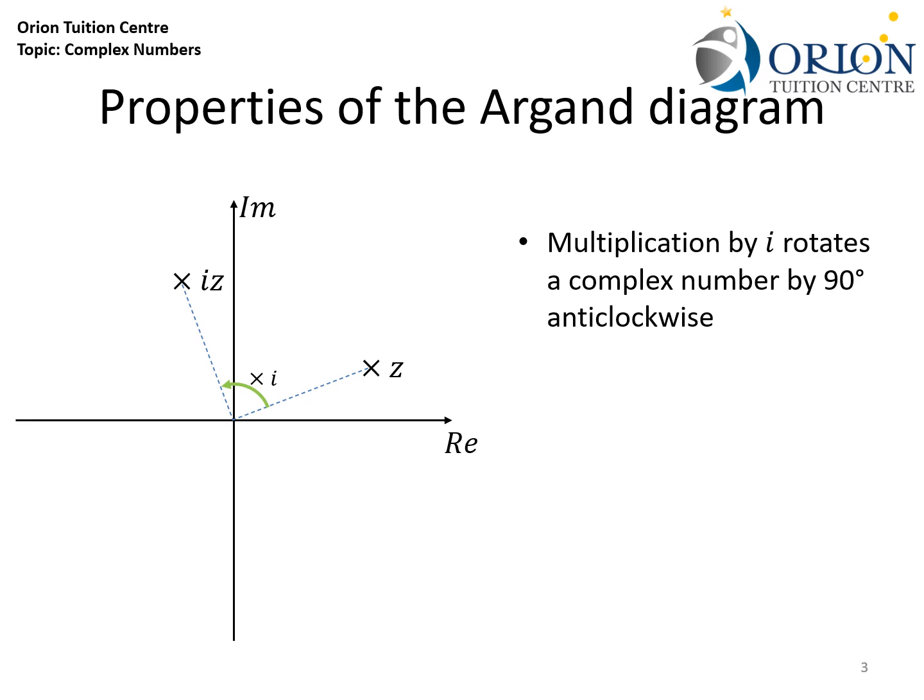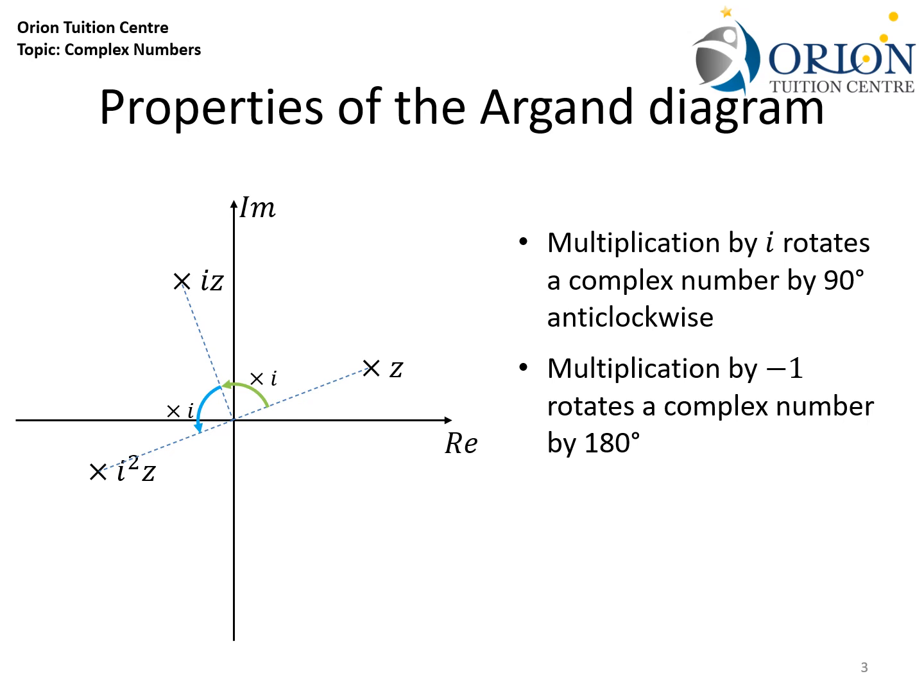From iz, we can get i squared z by a further rotation of 90 degrees anti-clockwise, and since i squared is equal to -1, we can see that the points z and negative z are related by a 180 degrees rotation about the origin. We can further multiply i squared z with i to rotate it a further 90 degrees anti-clockwise to reach i cubed z.